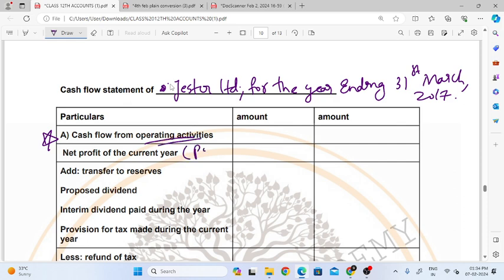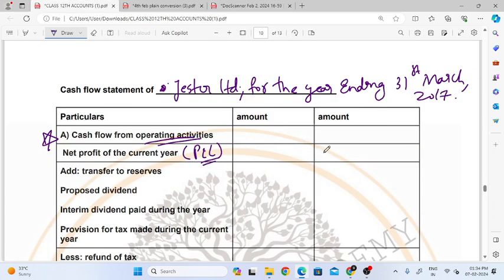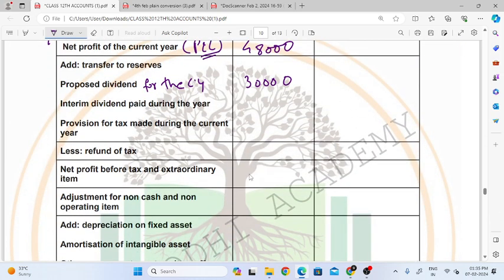Then here we have to check the profit and loss amount, the net profit of the current year, how much they have given: 70,000 and 1,18,000. So you have to subtract both, which gives 48,000. Then we have to check the proposed dividend. The proposed dividend for the current year is given in the adjustment as 30,000, so this 30,000 we have to take. Any other information we don't have, so we directly add it, and net profit before tax and extraordinary item is 78,000.